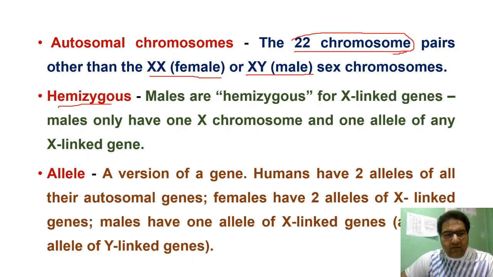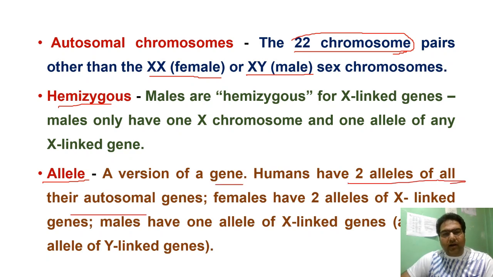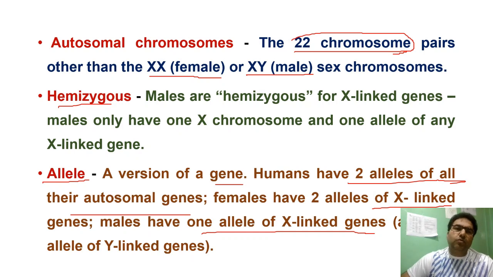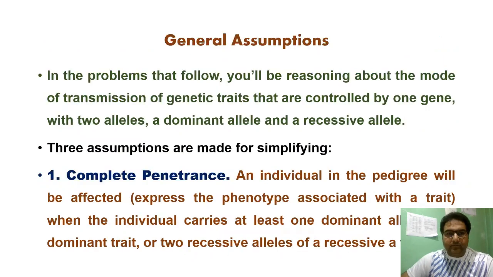Now, when we talk about the allele, it is a version of the gene. Humans have two alleles of all their autosomal genes. Yes, all the genes have two alleles. The females have two alleles of the X-linked genes, whereas the males have one allele of the X-linked genes. Whereas in the other 22 autosomes, each and every chromosome has the allele for every kind of trait.